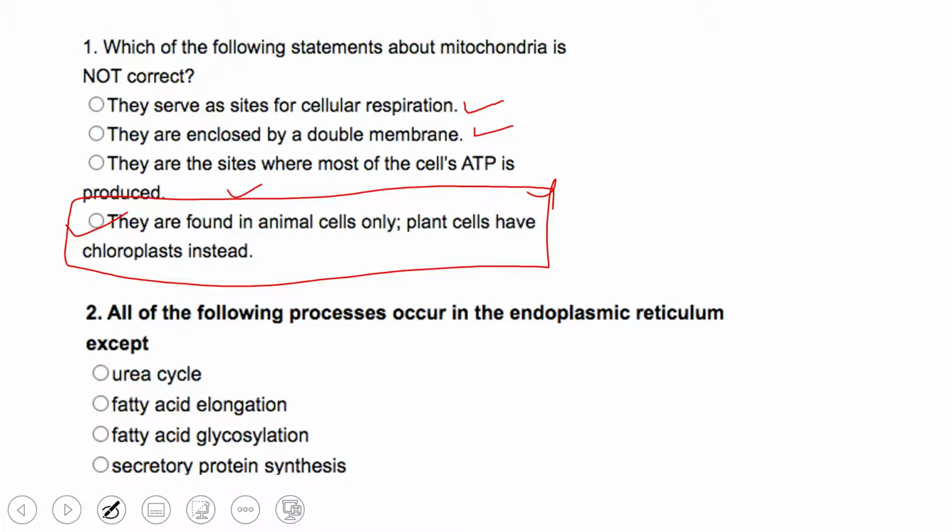All of the following processes occur in endoplasmic reticulum except. Which one of the following does not occur in endoplasmic reticulum? Urea cycle, fatty acid elongation, fatty acid glycosylation, or secretory protein synthesis. Protein synthesis occurs in the endoplasmic reticulum. Fatty acid elongation and fatty acid glycosylation also occur in the endoplasmic reticulum. So the answer here is urea cycle.